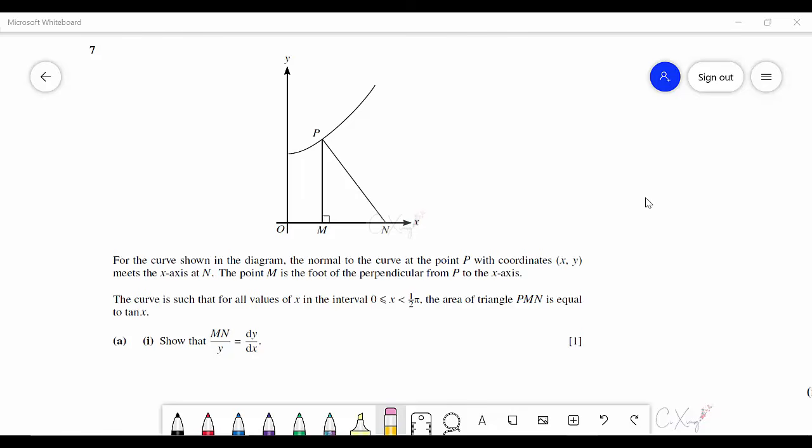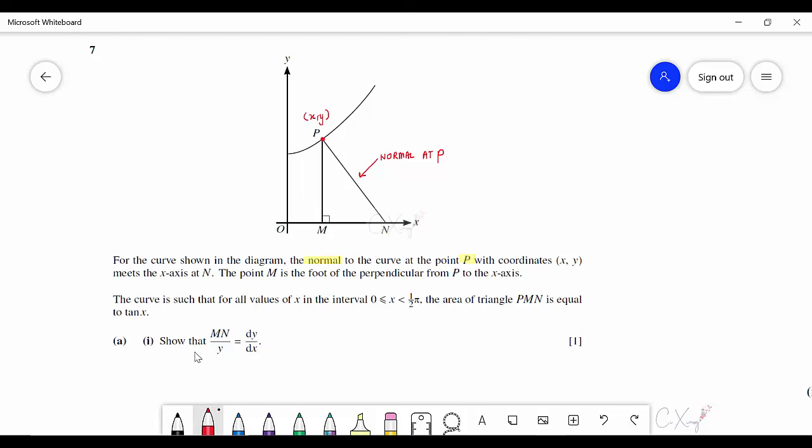Okay, so we come to question number 7. They give you a diagram here, and they are telling you that the normal to the curve at point P with the coordinates x, y meets the x-axis at N. So you should know that for P here, generally the coordinate will be x, y. And this line is actually the normal of the curve at P. So this is the information that I can get from this sentence.